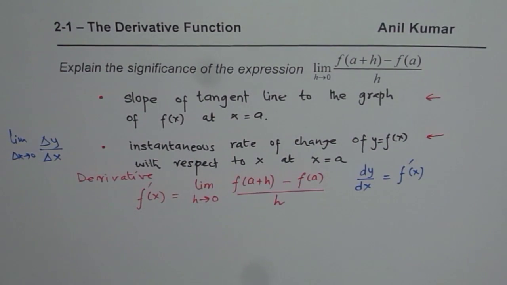So let's begin with derivative of functions, and we'll use the same expression, limit h approaches 0, f of a plus h minus f of a over h, to find the derivative at any point x equals a on the graph of the function. And this derivative will give us the slope of the tangent line or the instantaneous rate of change at that point. So that is how it has to be interpreted. Okay, so let's begin with this.